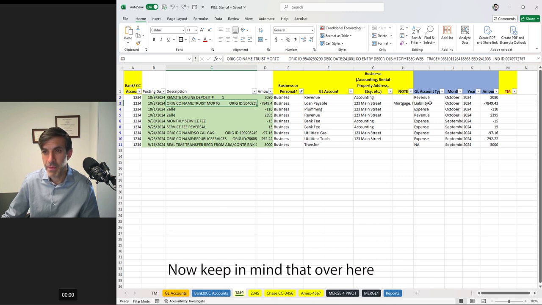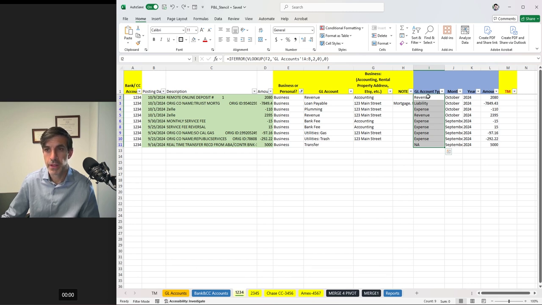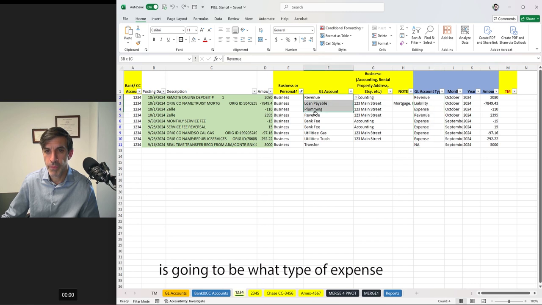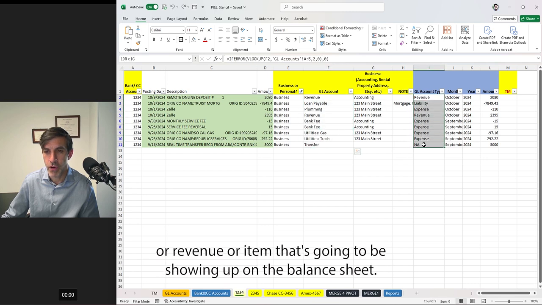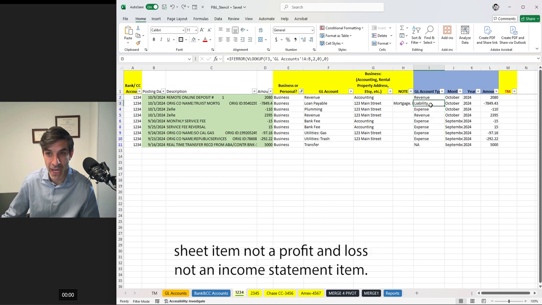Now, keep in mind that over here, the GL account type is going to be what type of expense or revenue or item that's going to be showing up on the balance sheet. So over here, for example, liability, it's going to be a balance sheet item, not a profit and loss, not an income statement item.